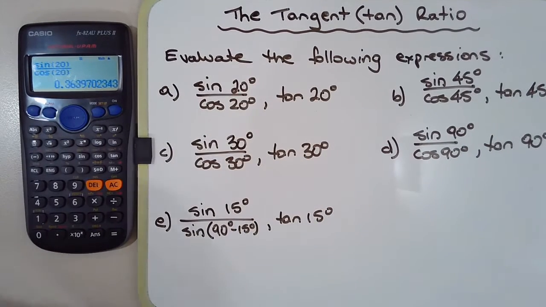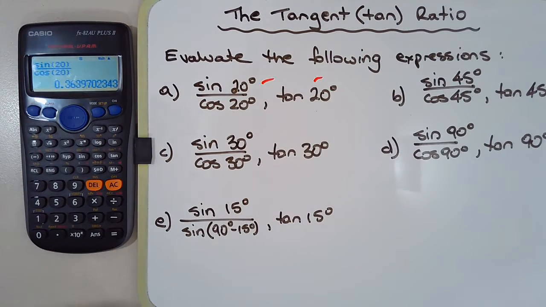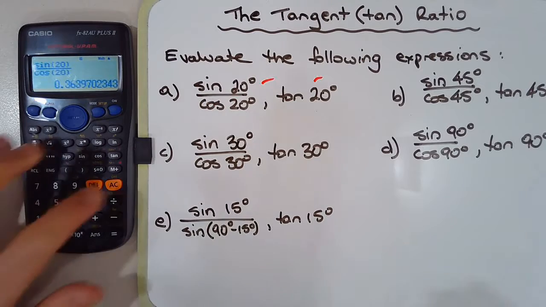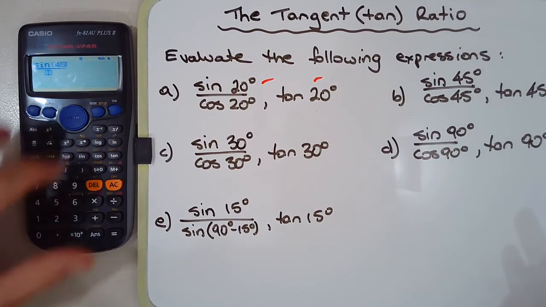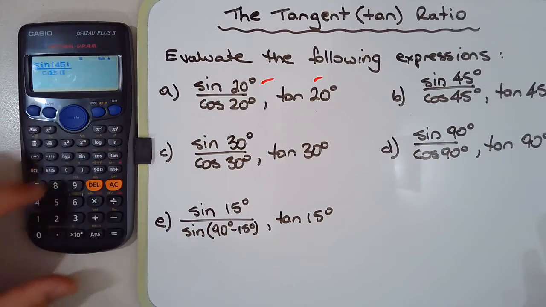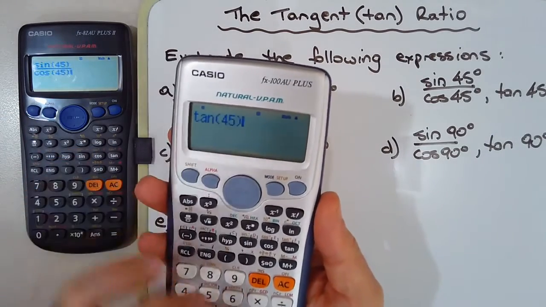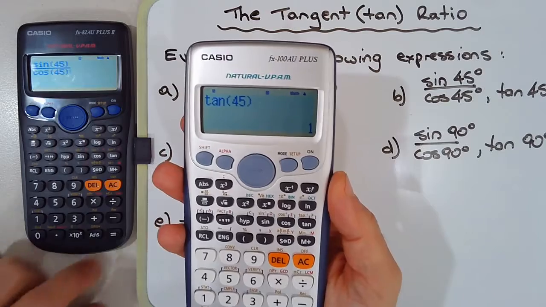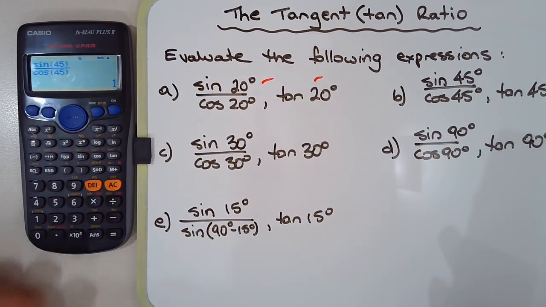It's a bit like what happened in the last video when we looked at sine versus cosine. Okay, so we found that these two are in fact identical to each other. Okay, what about the next one? Sine of 45 over cos of 45. Okay, and tan of 45. Tan of 45 is 1. Sine of 45 over cos of 45 is also 1.